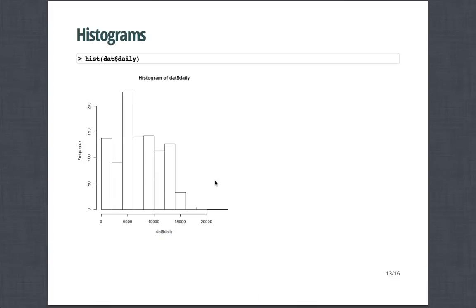A histogram is another useful way of summarizing numerical data visually. This is a histogram of the daily ridership on the Charm City Circulator line, and so this is just the number of people, and this is the frequency or the counts of how many people fell into that bin.